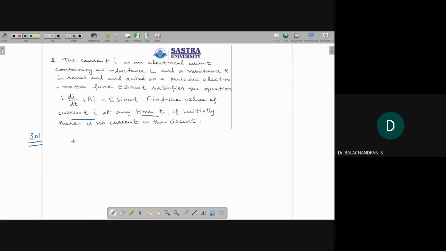So the given equation is L into di by dt plus Ri equal to E sin omega t. If you divide by L, di by dt plus R by L into I equal to E by L into sin omega t. Now again this is a linear differential equation in I.